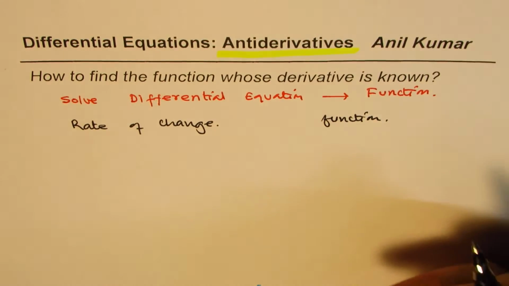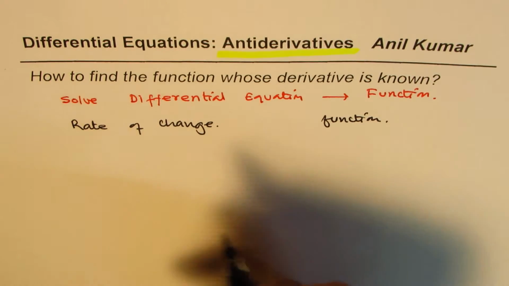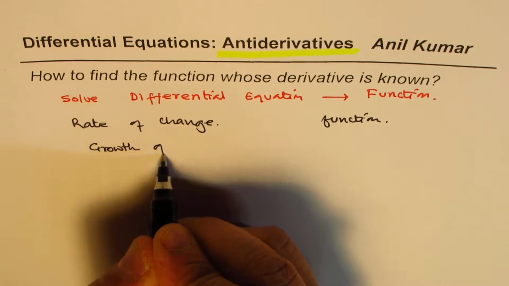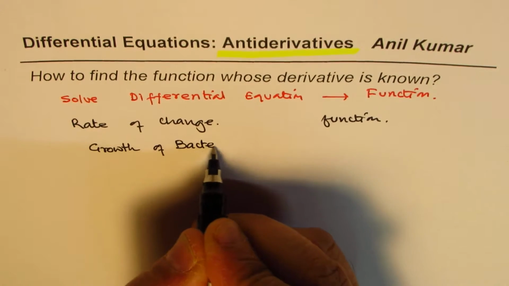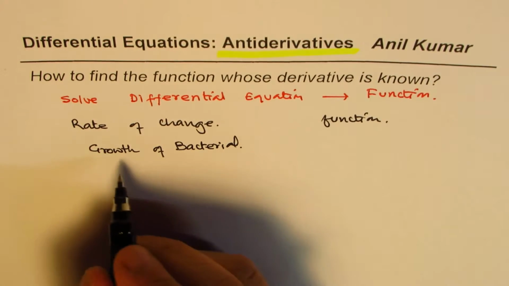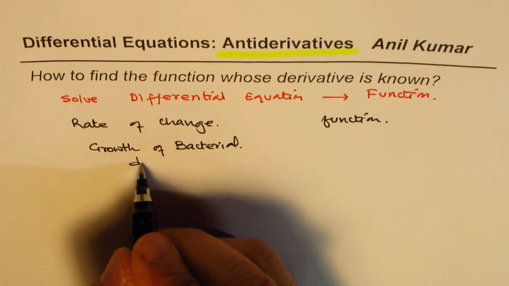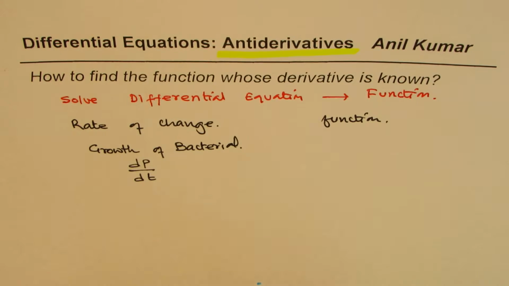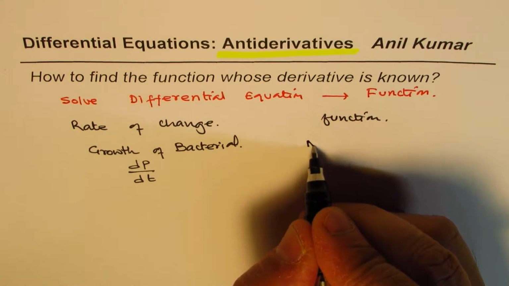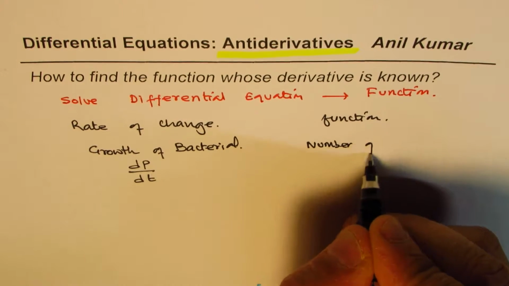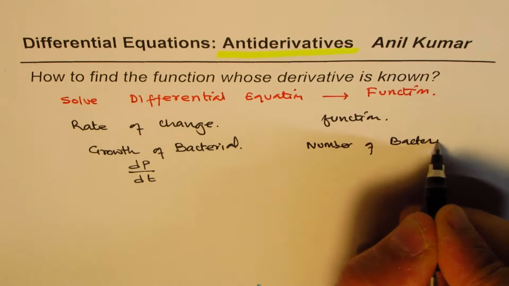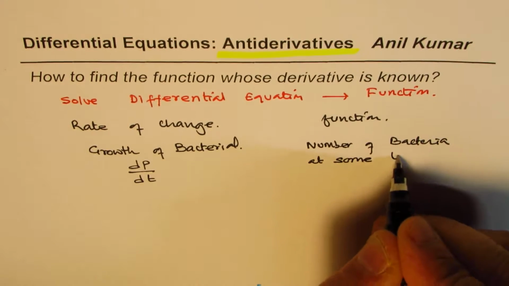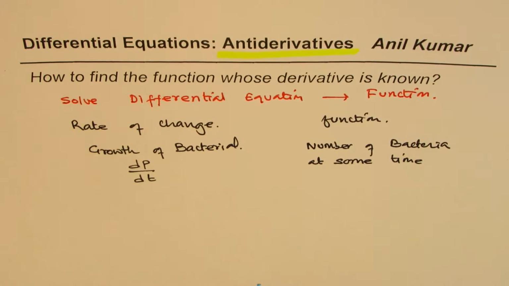So for example, let's take the growth of bacteria, right? Let's say we have a species and we know how the population is changing. That means we know the change in population, right? Growth rate. Let's say the growth rate is known to us, and what are we interested in? The number of bacteria at some time, or after some time. So that is what we are interested in finding.